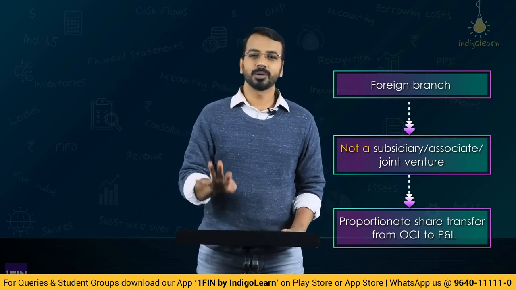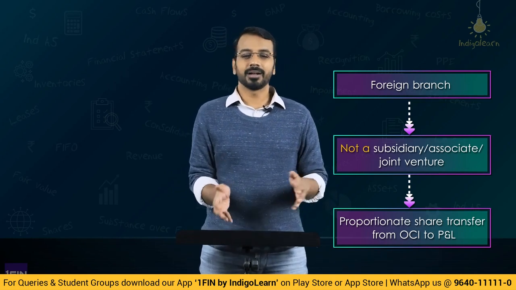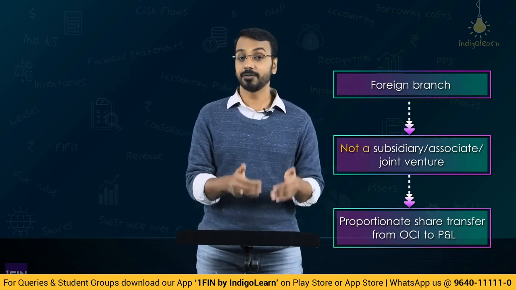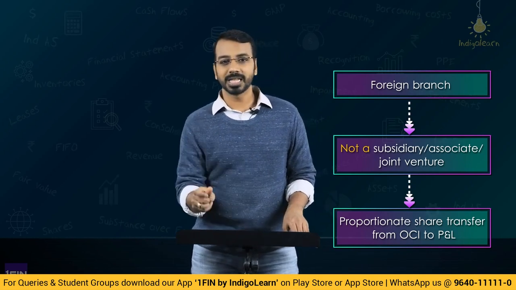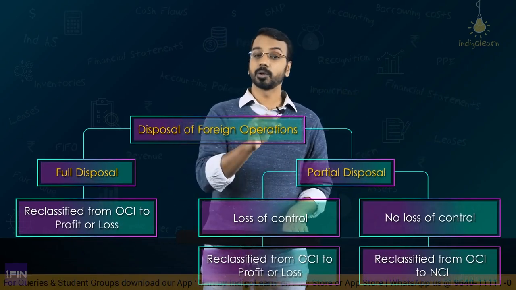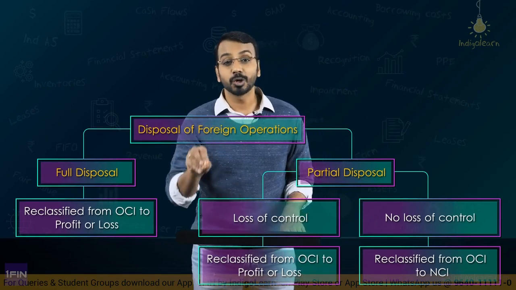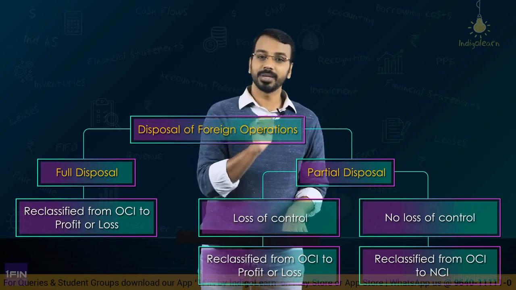Most of the times we get questions in the examination around subsidiaries, okay. Very rarely do we get questions around a foreign operation, but even if you get it, the thing that you need to understand is that proportionately you have to transfer from OCI to the P&L. So basically, if there is a full disposal, the entire amount will go to the P&L. If there is a loss of control of a subsidiary, then the entire amount will be reclassified from OCI to P&L.